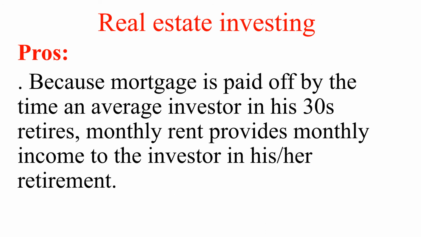Another advantage of real estate investing is that if an average home buyer in his 30s retires in 30, 35 years, then the mortgage would have been paid off because, as I said, the most common type is a 30-year mortgage. Which means that at retirement, the rent money that will be coming his way will actually be cash available to him, because there's no mortgage company for the rent money to go to at that point. So it is an additional retirement income for the homeowner.